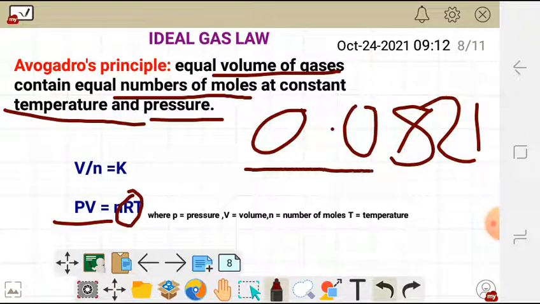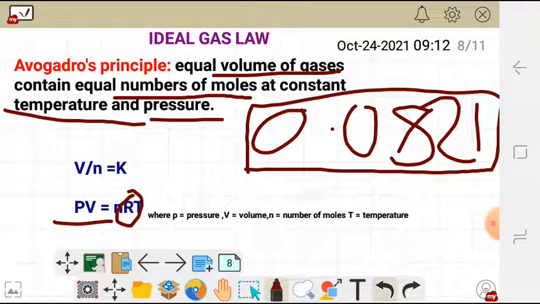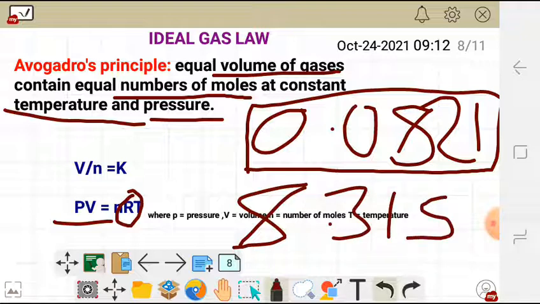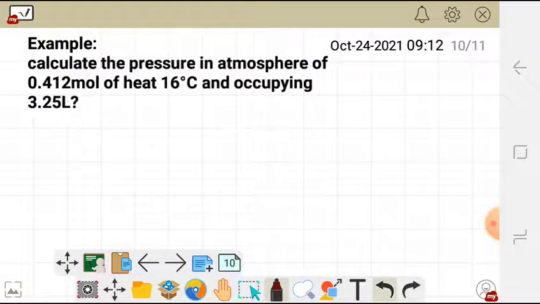So in atmospheres this R is 0.0821, but in kilopascals it is 8.315. When the pressure is in kilopascals, then it is 8.315, but if it is in atmospheres, then it is 0.0821. So let's look at an example of how you can calculate problems using the ideal gas law, which is Avogadro's principle.